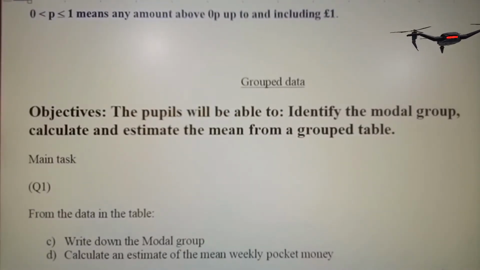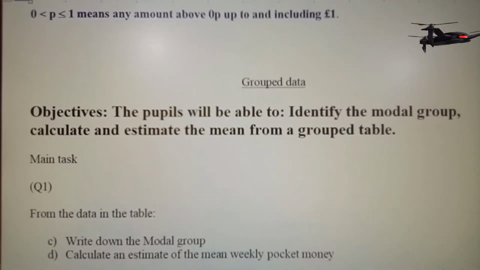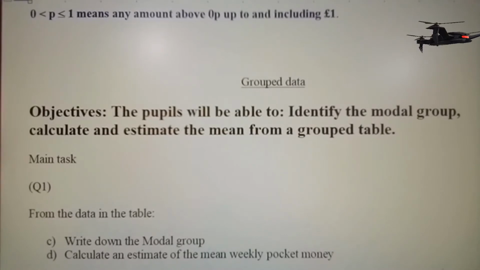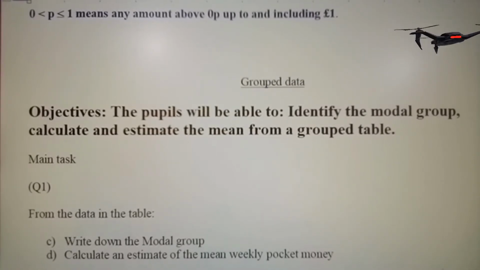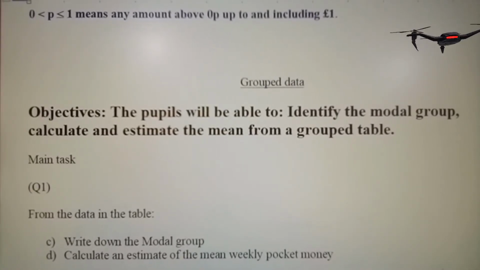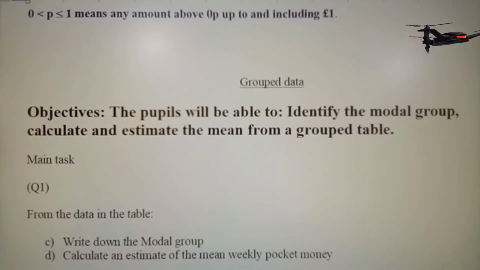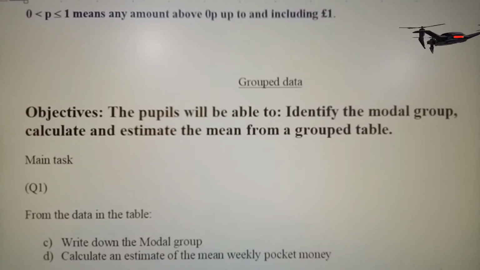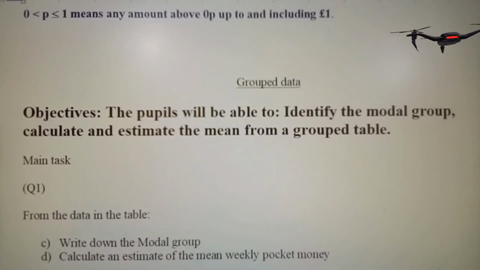X. So 4 people get 0 to 10 pounds per week. 6 people get 10 to 20 pounds per week. 11 people get 20 to 30 pounds per week. 17 people get 30 to 40 pounds per week, and 9 people get 40 to 50 pounds per week.